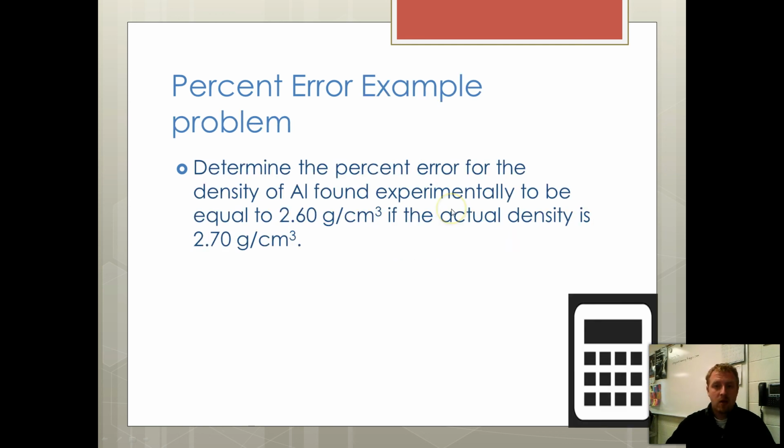Here's an example, and you should work this out on your own. This will be the last slide that we discuss in this presentation, just to show you how the values would be plugged into the equation for percent error. Here it reads, determine the percent error for the density of aluminum found experimentally to be equal to 2.60 grams per centimeter cubed. Notice, a couple things come into play here. First of all, these are the units for density. Density is a derived unit, grams per centimeter cubed. The number here has 3 significant figures.